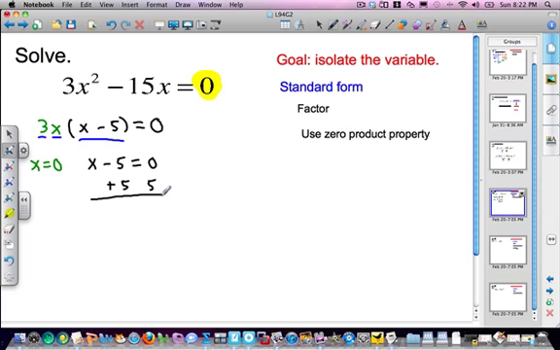Let's check to see if our solutions are correct. We take the original equation and we replace each variable with a set of parentheses. We're going to plug in our suggested roots.